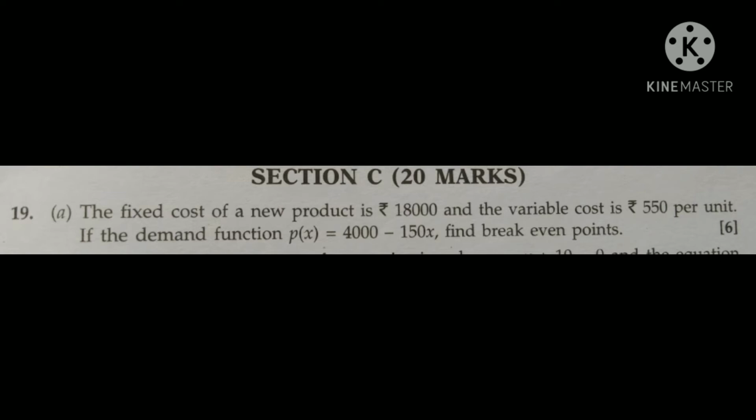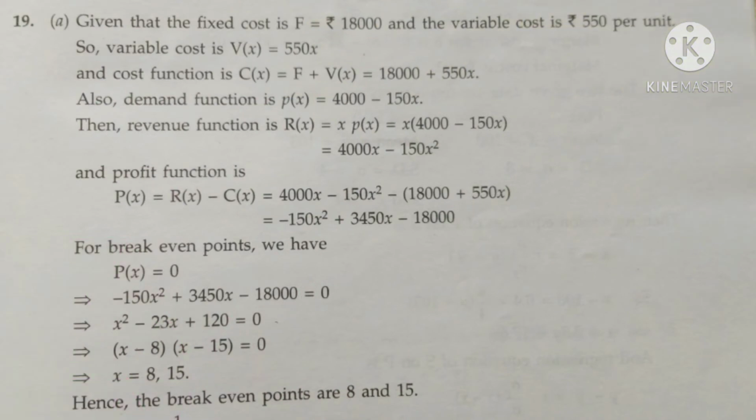If x is the number of units, then variable cost will be 550 into x, and the demand function is 4,000 minus 150x. So the revenue function will be x into p of x. As we know, revenue function is equal to number of units into demand function. So revenue function will be x into 4,000 minus 150x. Now let's see the solution.